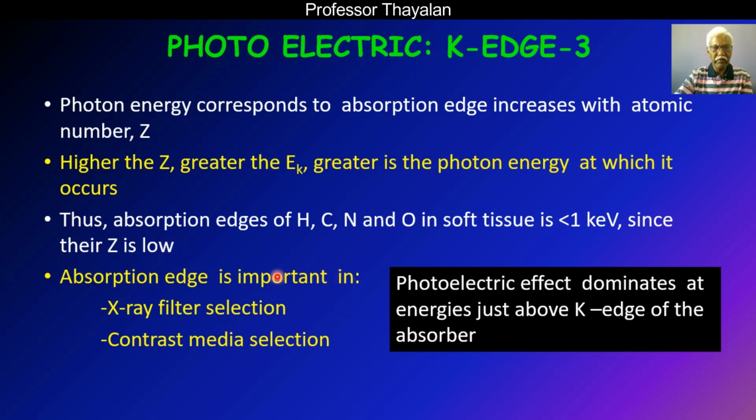Now, what is the use of the absorption edge concept? The absorption edge principle is very important in selecting X-ray filter materials like aluminum and copper, as well as in selecting the contrast media for different diagnostic procedures. As a take-home message, photoelectric effect dominates at energies just above the K edge of the absorber.